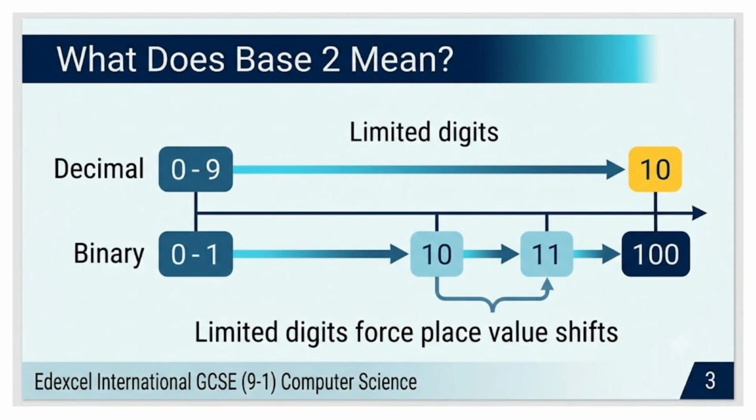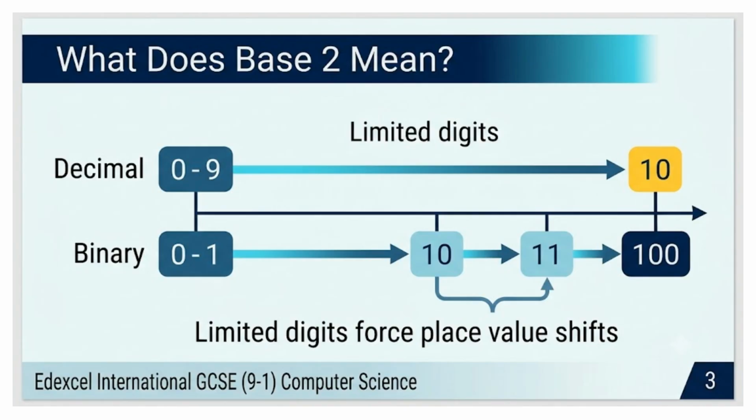After 1, there are no more binary digits available. Instead of creating another single digit, we move to the next place value. That is why the next binary number is 10. The sequence continues as 11, then 100, and so on. As you can see in this diagram, the limited number of digits forces the number system to shift into a new place value much sooner than decimal. This is why binary numbers become longer than decimal numbers, even when they represent the same value.